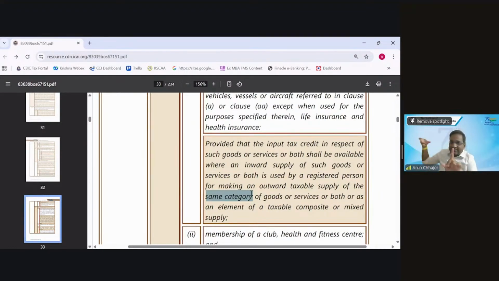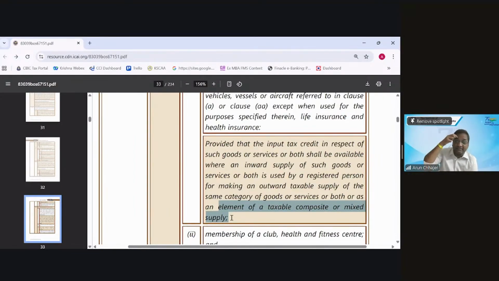I am purchasing the food and beverages and making the further supply the food and beverages. It is same category. But in this example, whether I am raising the tax invoice for food and beverages to British Airlines, are we raising the invoice for renting of the car pick and drop facility? Answer is no. So it is not the same category. But this is being covered in the element of taxable composite or mixed supply.